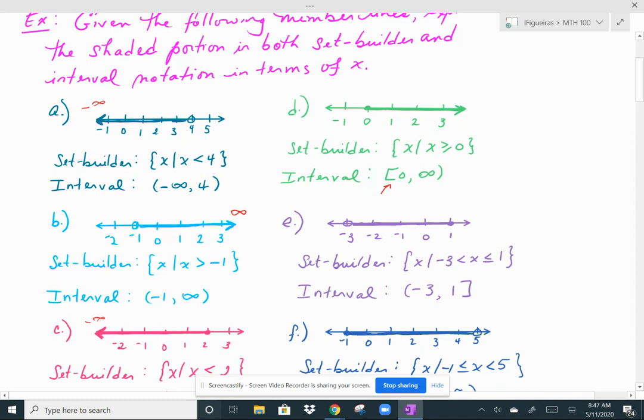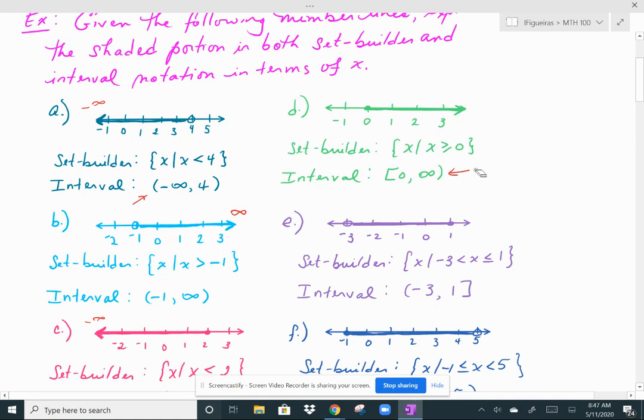Notice that infinity and negative infinity in every example always has a parentheses, never a square bracket around plus or minus infinity, because it's a concept, not an actual number. So whatever largest number you can think of, there's always a bigger one. So always put parentheses by infinity and by negative infinity.